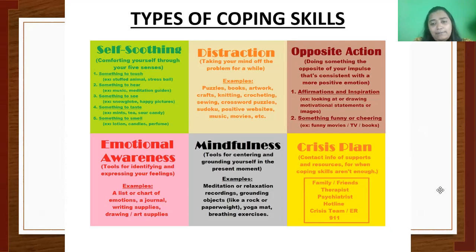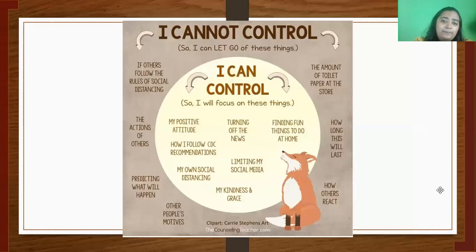Then crisis plan, where you can contact support and resources available. Like you can contact therapists, you can contact hotline numbers, you can contact a crisis team, or even family and friends can help you with it. So these are different ways of coping.